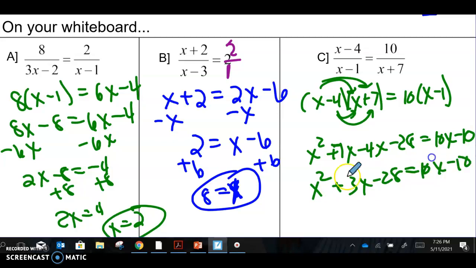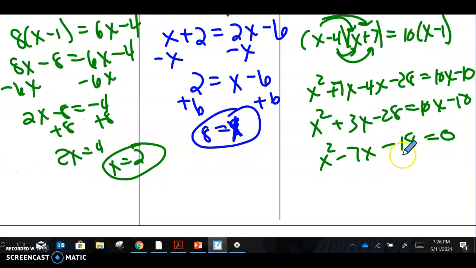Since I have an x squared term, I'm going to have to bring everything over here and set it equal to 0 to see if maybe I can factor. So I'm going to subtract 10x from the 3x that's over here. I'm going to add 10 to the negative 28. And then I'm going to see if there might be something that multiplies to negative 18, but adds to negative 7. Maybe negative 9 times positive 2.